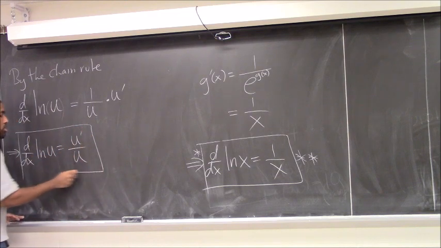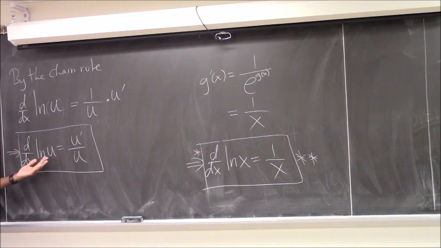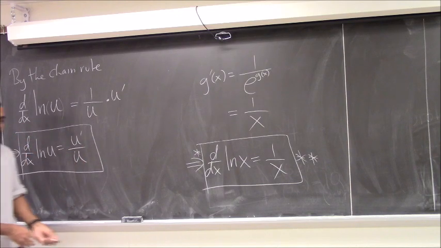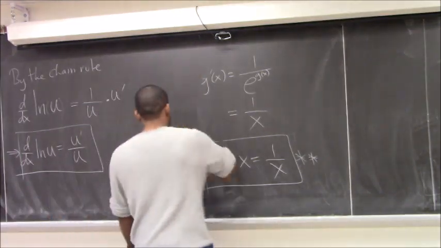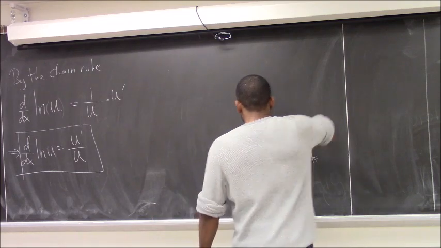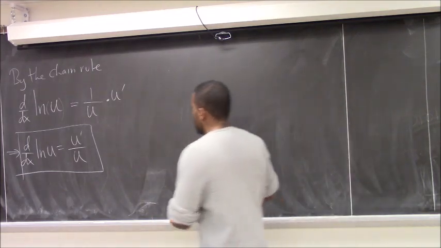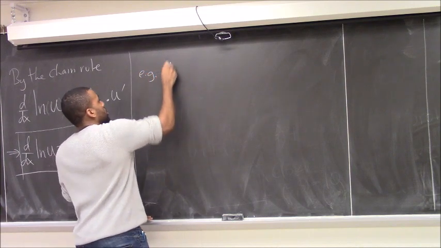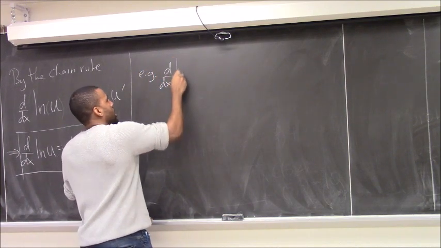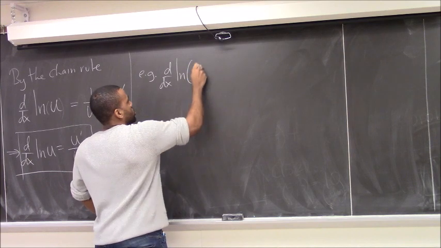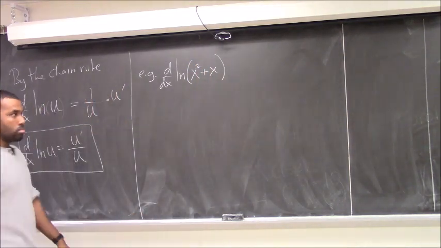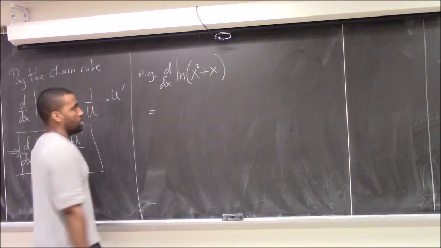So in general, to differentiate the ln of something, you just take the derivative of the thing divided by the thing itself. That is now a rule. Let me give you a simple example before moving on. What if I wanted to differentiate ln of x squared plus x? How would you do that?